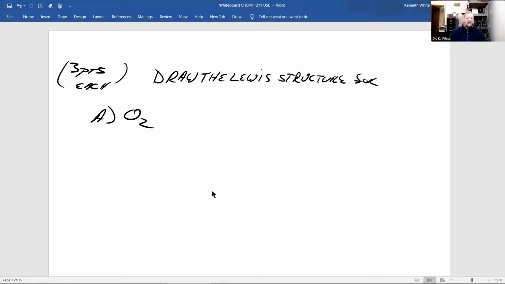All right, let's go through how do you draw the Lewis structure for oxygen gas? Well, Lewis structure means the valence electrons, the outermost. So the first thing we have to do is find out how many valence electrons oxygen has in O2, oxygen gas. And how do you do that?